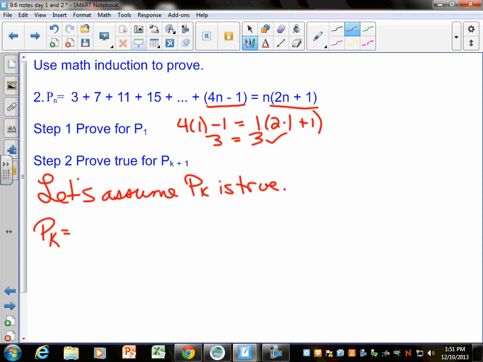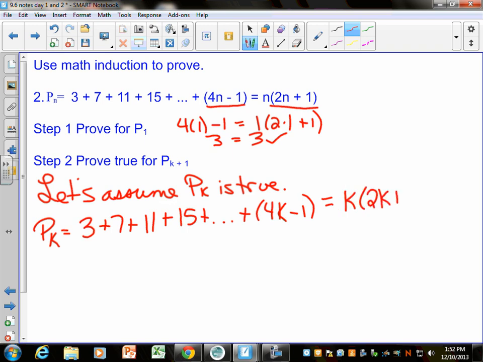So I'm going to go through, and all I'm going to do is change my n's to k's. So now this is going to say for k minus 1, and the sum of the first k terms would be k times 2k plus 1. All I've done is change this line to k's.